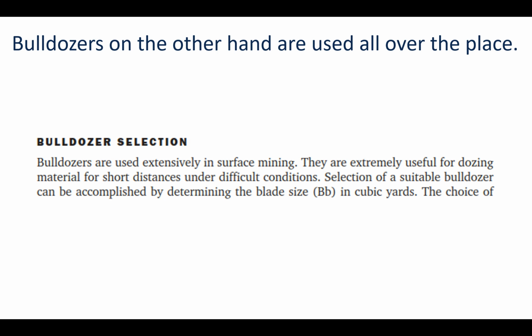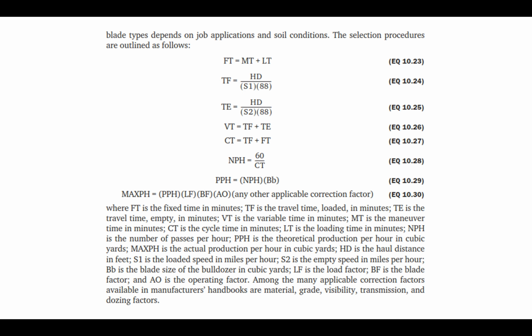Bulldozers, on the other hand, are used a lot. Extremely useful for dozing material for short distances, so pushing material is what they're doing. And the selection of a suitable bulldozer can be accomplished by determining the blade size in cubic yards, and the choice of blade depends on the applications and soil conditions. So you'll use the following 7 equations to come up with this blade design.